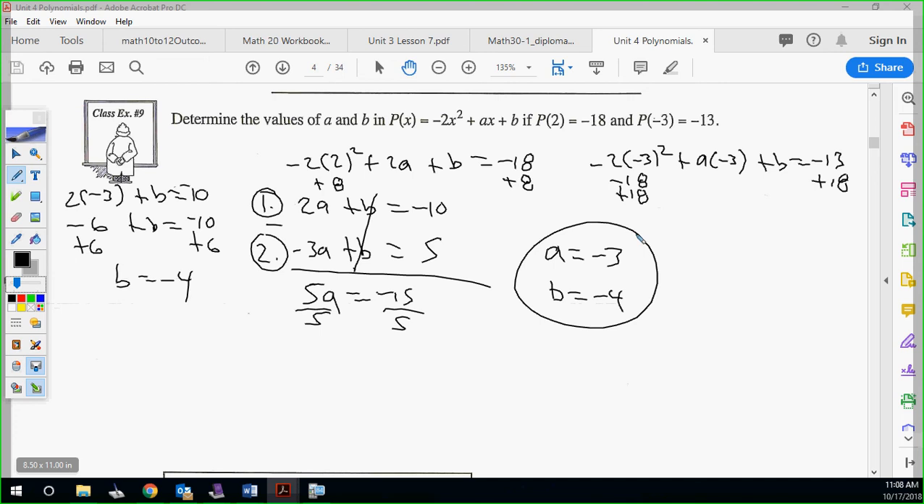Okay, any questions on that process? A little bit of Math 10 review. Math 20, we don't do too much systems. It comes with a little bit on some challenging problems, but it's been a while since you've seen elimination. So, okay, we'll stop there.